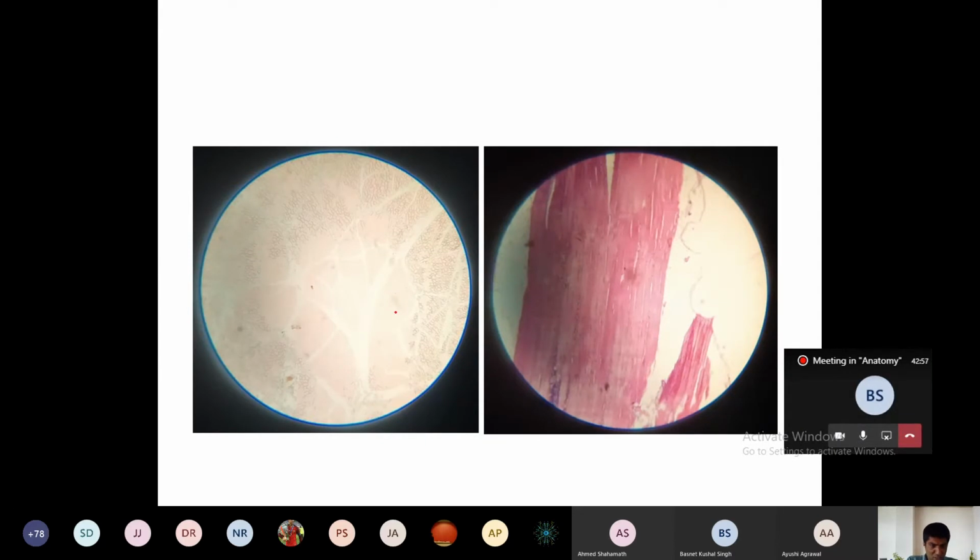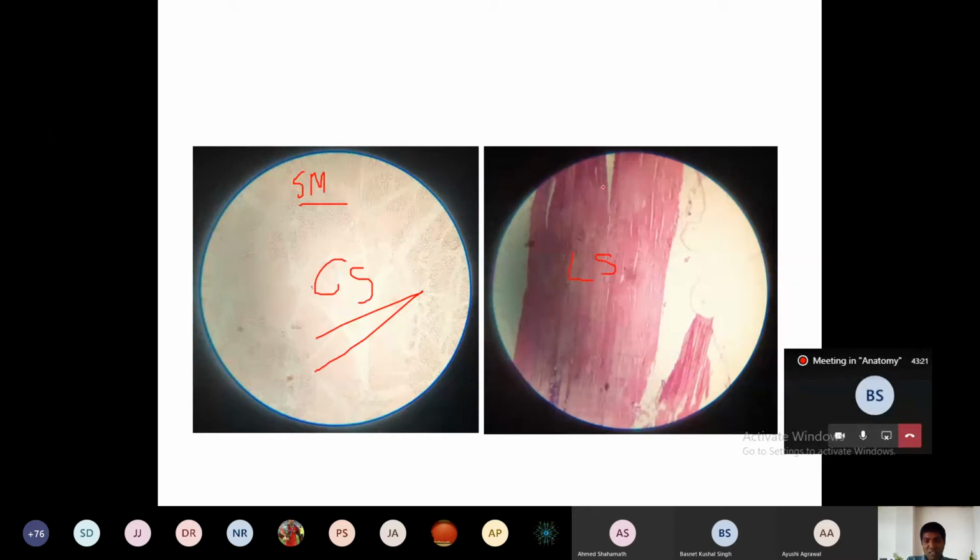Muscle. Now we are discussing the muscle. This one is the skeletal muscle. Very faded section, but you learn now. This is the skeletal muscle. Which section? Cross section, CS of the skeletal muscle. Here, this is the LS, longitudinal section of the skeletal muscle.